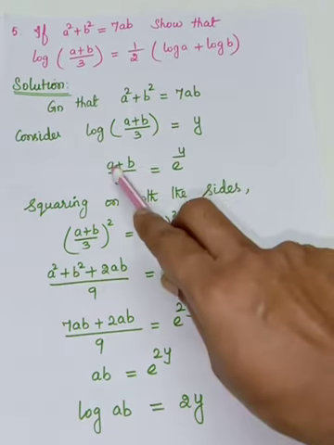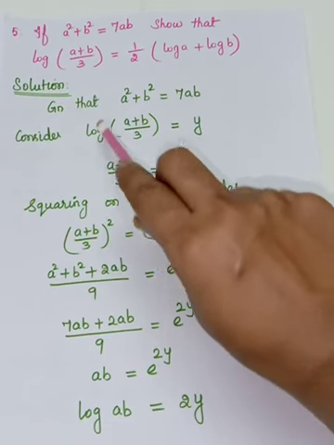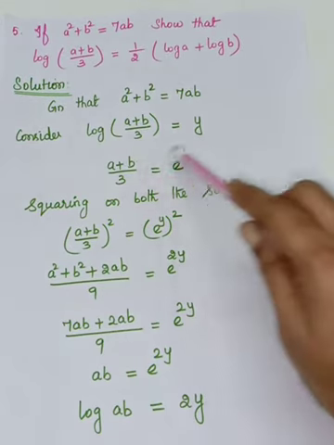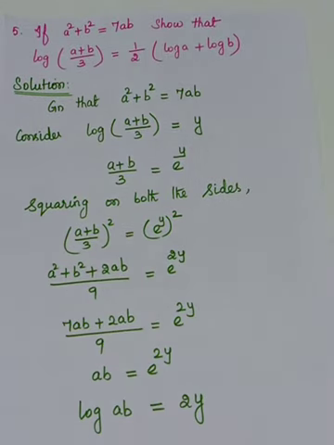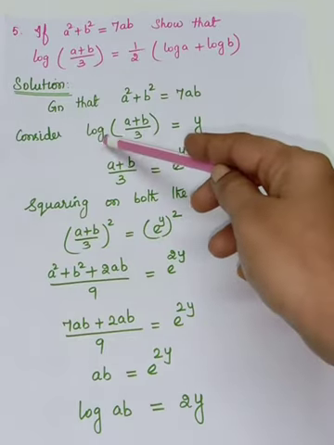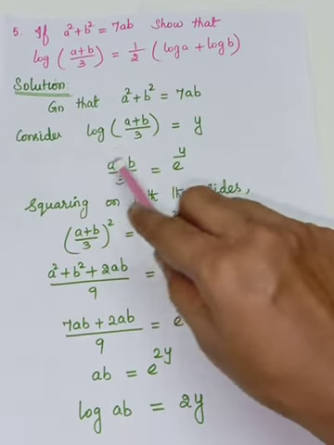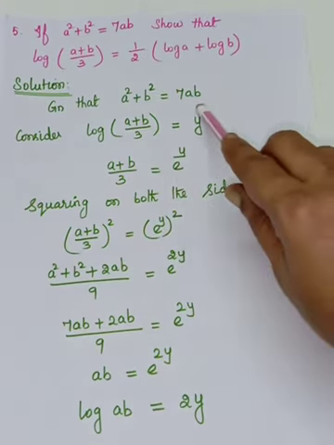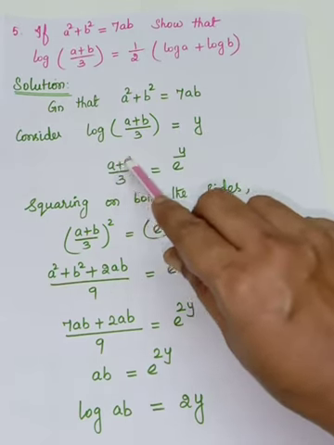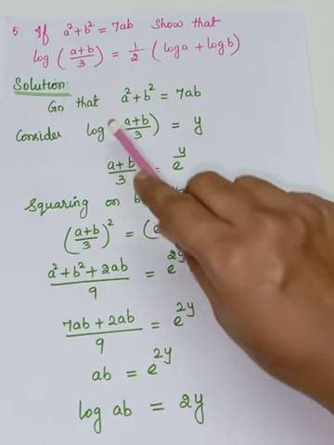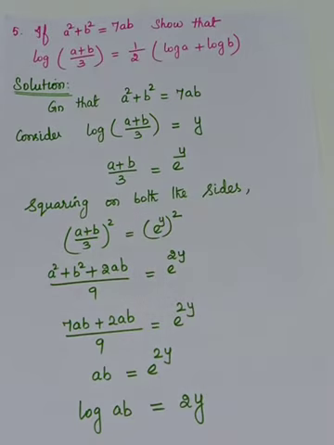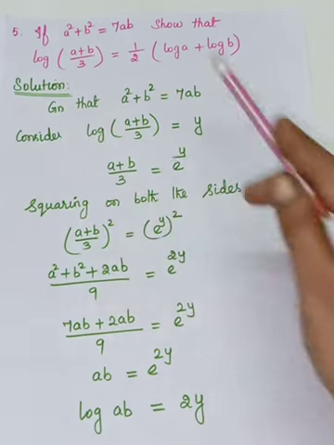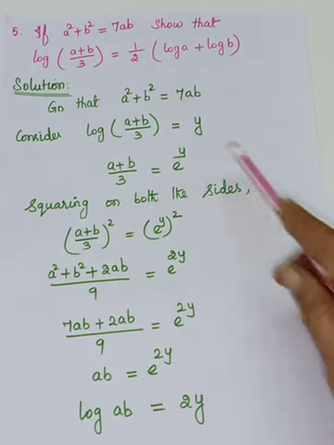Okay, so it is a plus b by 3, that this log, when you take it to the next side, it is e power y. Otherwise you can use the definition of logarithmic and exponential function. So here no base is given, so therefore we have to take the base as e. So e to the power y is equal to a plus b by 3. Otherwise, logarithmic function and the exponential functions are inverse function. So when you take this logarithmic function to the next side, it will become e power y.